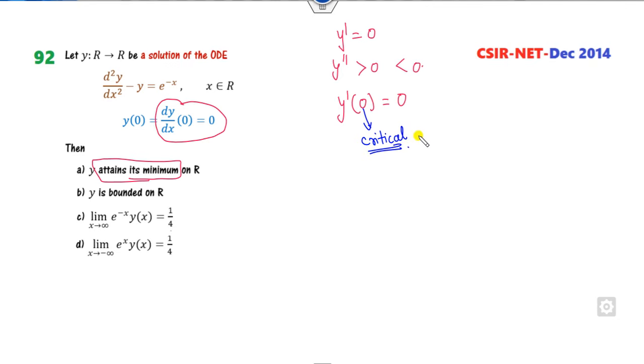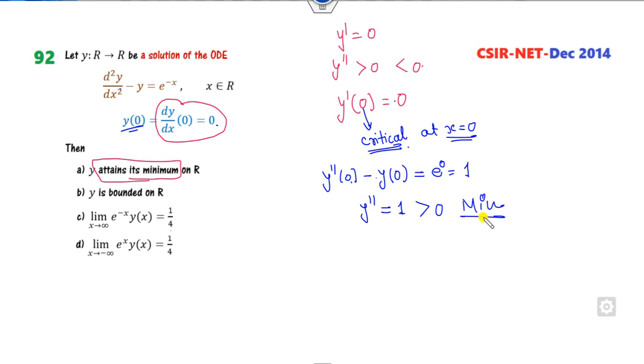So what is the meaning of that? Critical point at x is equal to 0. Now at x is equal to 0, what is the value of this? Y double dash minus y of 0 is e raised to power 0, which is 1. What is y of 0? It is 0. So y double dash at the point 0 is 1, which is greater than 0. So it has a minimum value. So the first option is correct.